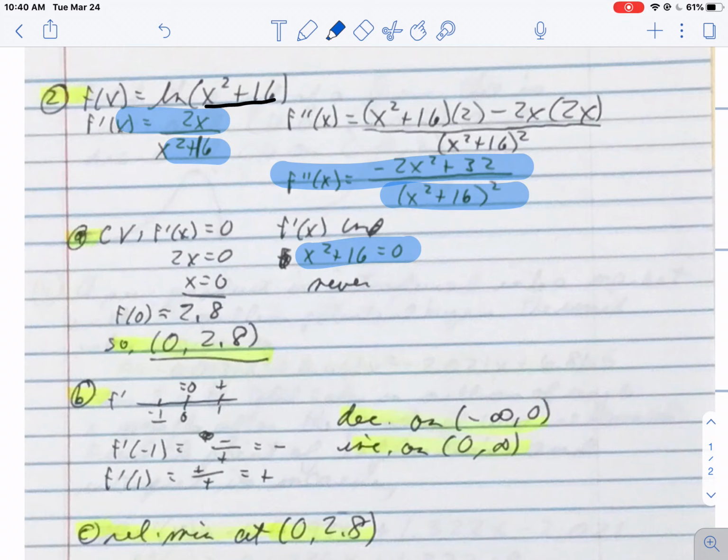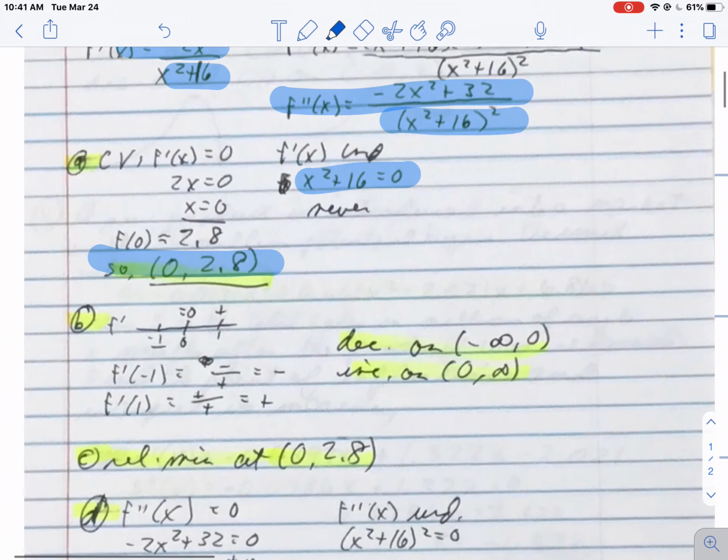And we plug that into our function, f of 0, you get 2.8 approximately. Well, actually, that would be an exact value. And so I have this point (0, 2.8) as the critical point on the graph of our function. All right, so then increasing and decreasing, part B.